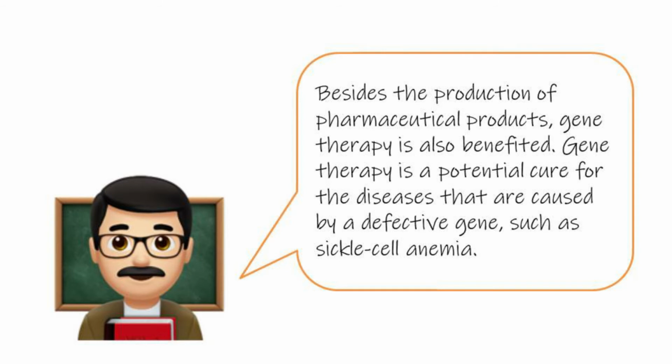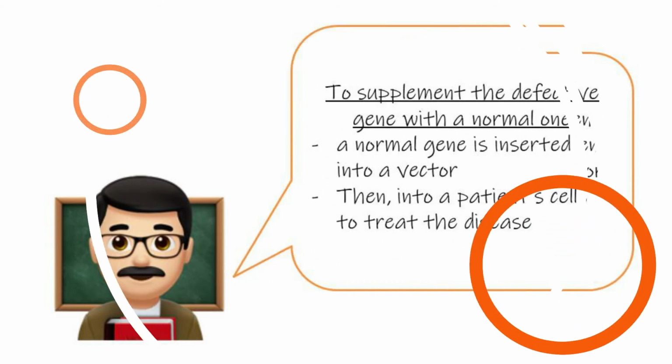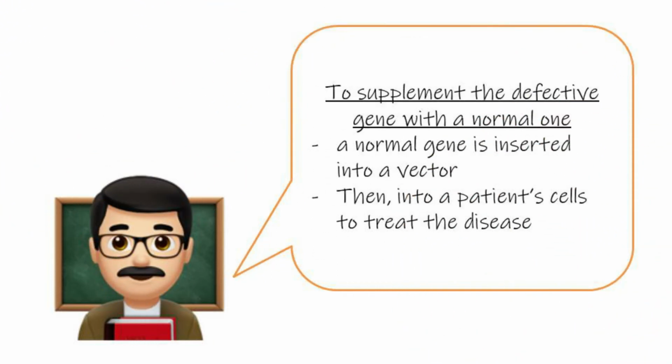Gene therapy is a potential cure for the diseases that are caused by a defective gene, such as sickle cell anemia. The most common therapy is to supplement the defective gene with a normal one. In this approach, a normal gene is inserted into a vector using recombinant DNA technology. The vector then carries the normal gene into a patient's cell to treat the disease. Let's move to the field of agriculture and food production.